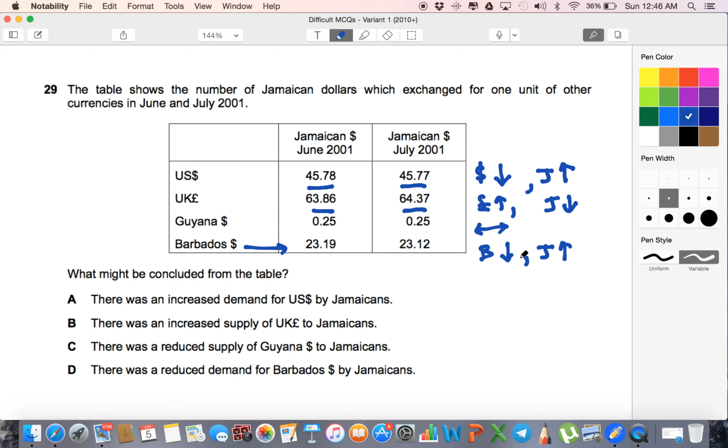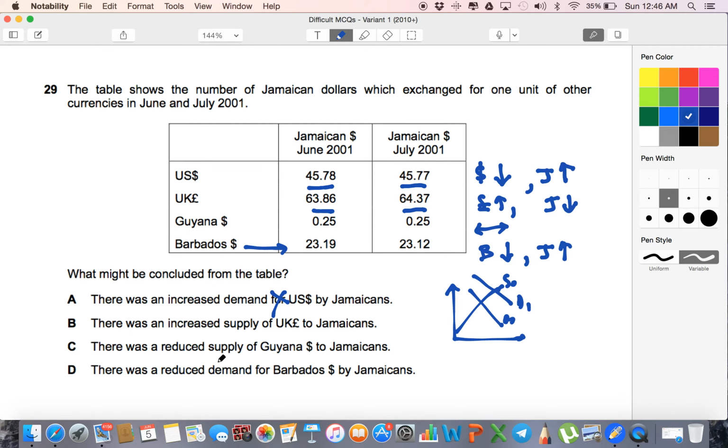Okay, now what can be concluded? So let's see which statement would be right. A: There was an increased demand for US dollars by the Jamaicans. If there's an increased demand for US dollars, so if I draw demand and supply for the dollar, if the demand for the currency goes up, then the exchange rate should go up. But here the dollar is becoming weaker, so this can't be true.